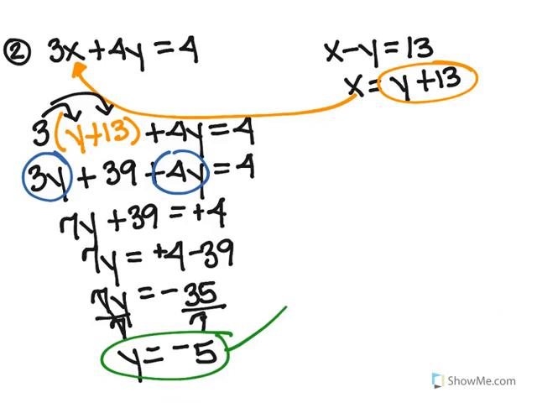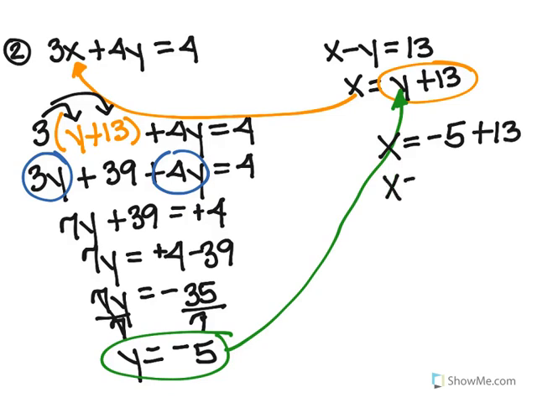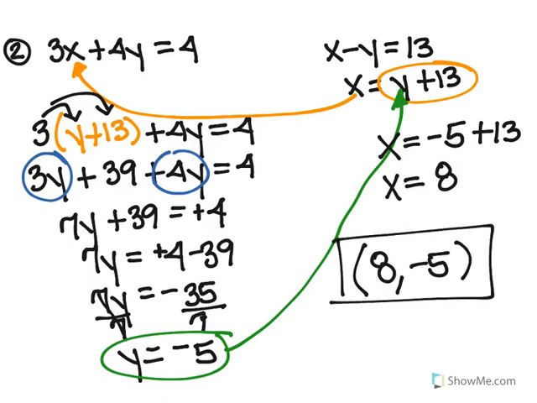We're going to take it and plug it in for y in the second to find x. So it says x equals, you're going to plug in negative 5 plus 13. So our x is positive 8. So our ordered pair, keep in mind your x number comes first, then the y number, would be 8 comma negative 5. That would be our point of intersection. That's where these two lines would meet.